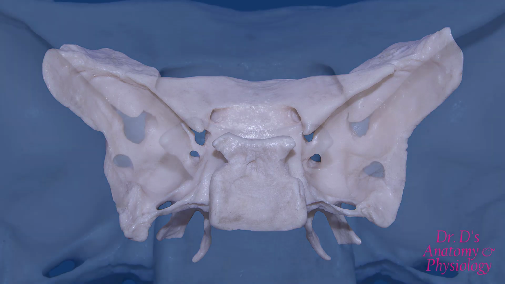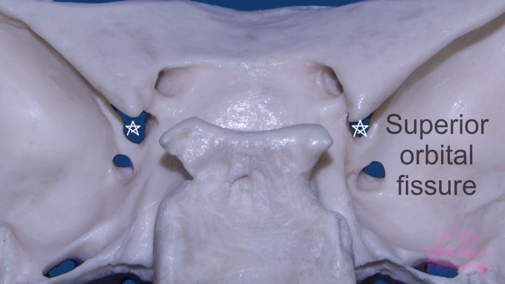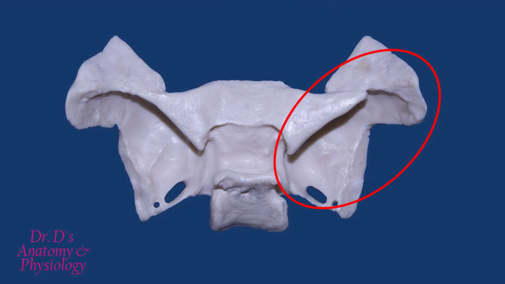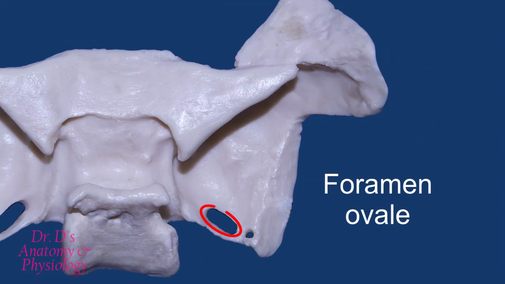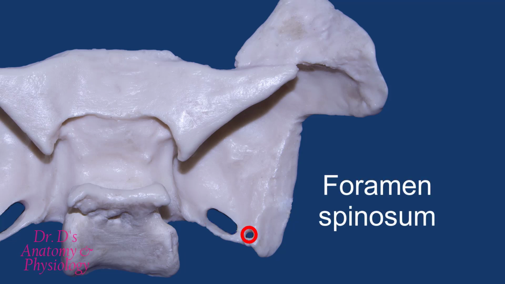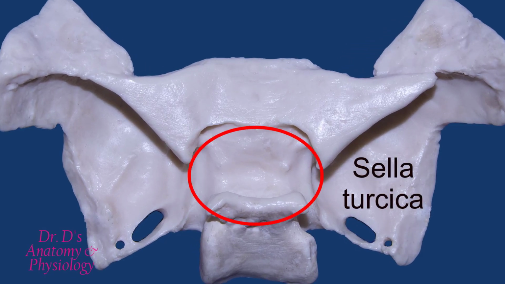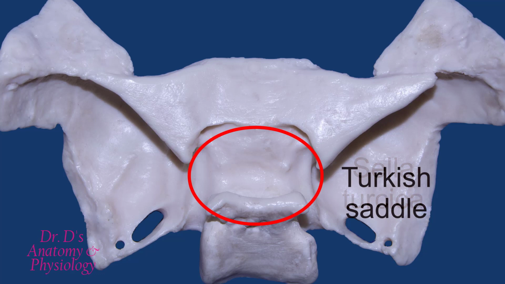Let's zoom in and note again the superior orbital fissure. And then inferior to it, we have the foramen rotundum. If we just look at an isolated greater wing, we can note the foramen ovale and the foramen spinosum. One of the most notable features we'll see on the body is something called the sella turcica, which translates into Turkish saddle.